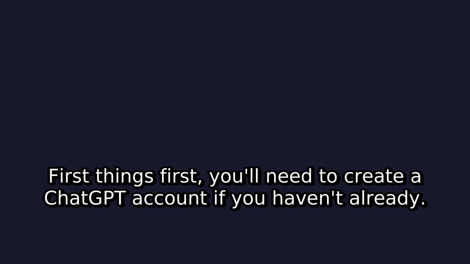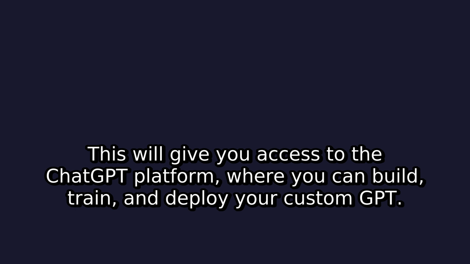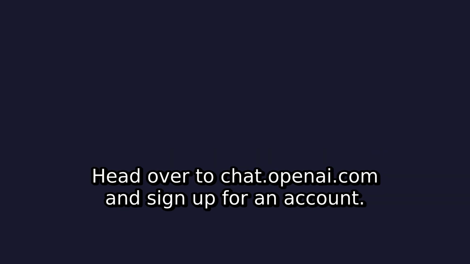First things first, you'll need to create a ChatGPT account if you haven't already. This will give you access to the ChatGPT platform, where you can build, train, and deploy your custom GPT. Head over to chat.openai.com and sign up for an account. It's free, and you can start building right away. Once you're logged in, click on the Create a New Model button.